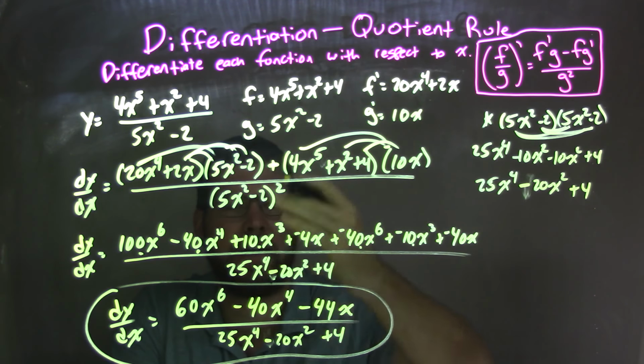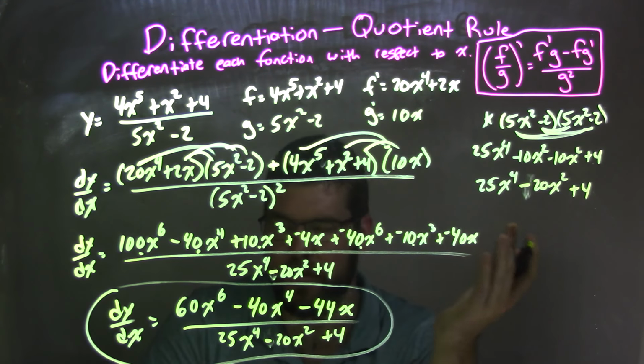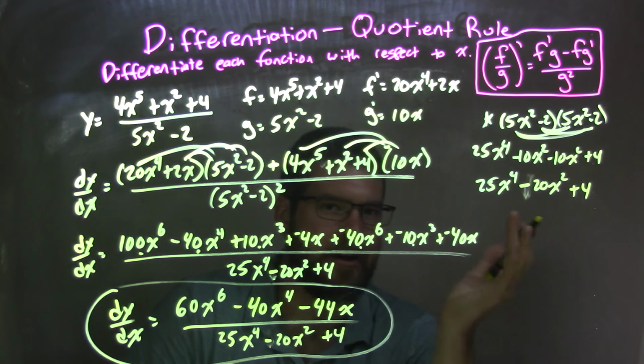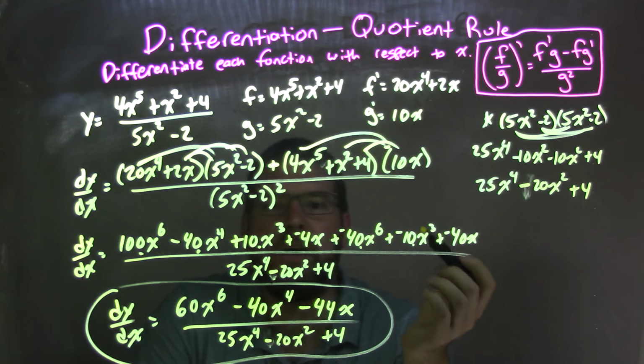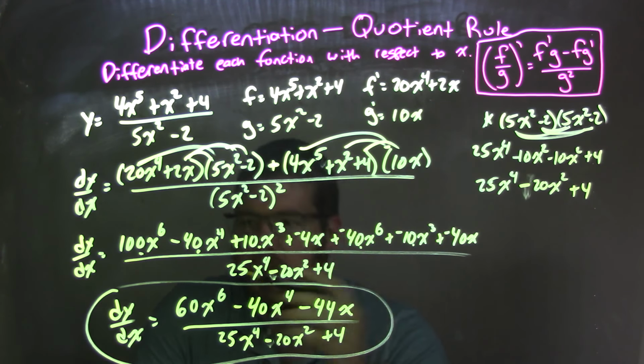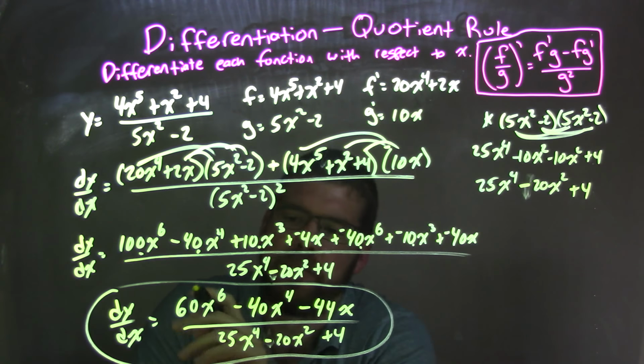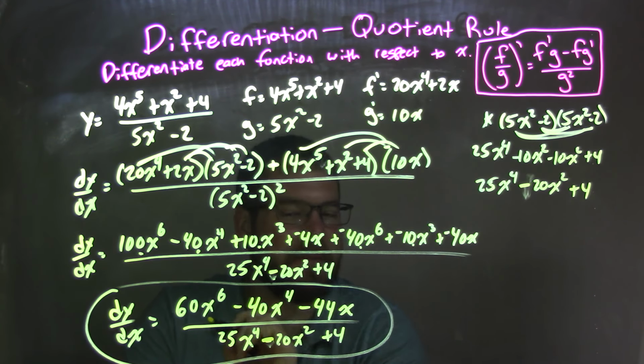So everything down here is algebra, which I eventually mess up on, so make fun of me messing up my algebra, whatever. Okay? And so we simplified to get a final answer here of dy dx is equal to 60x to the sixth minus 40x to the fourth minus 44x all over 25x to the fourth minus, don't forget that minus sign there, 20x squared plus 4.